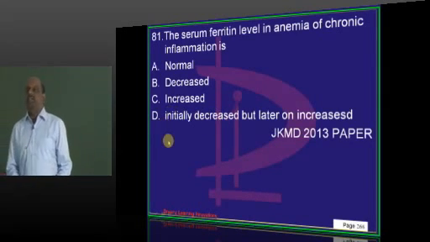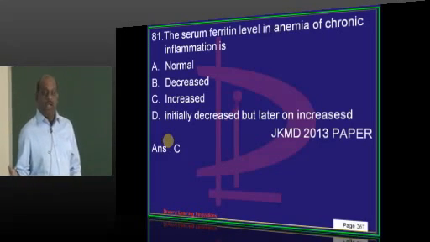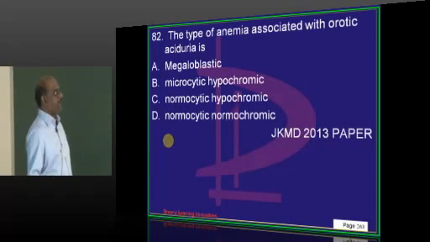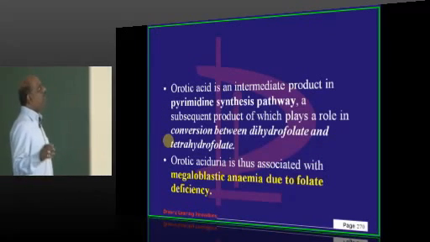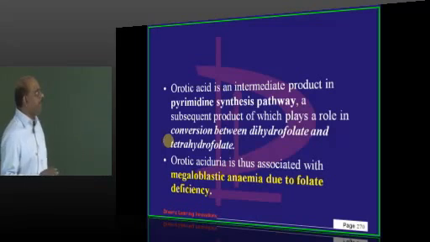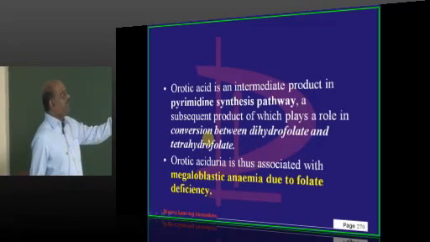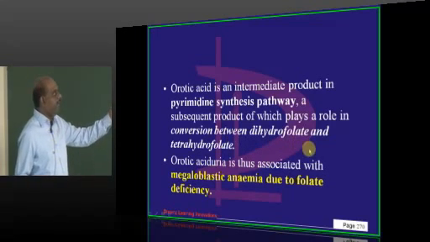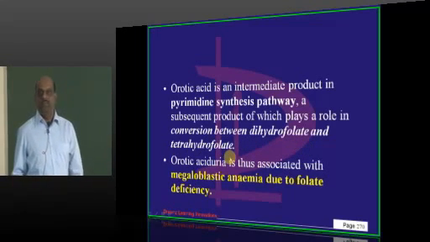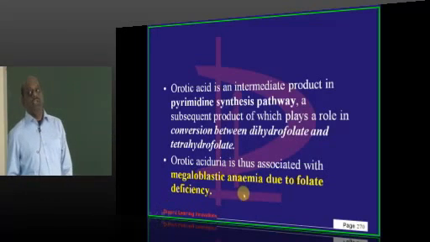In anemia of chronic disease, ferritin level typically becomes elevated, unlike in iron deficiency where it is typically decreased. In orotic aciduria, orotic acid is an intermediate of the pyrimidine synthesis pathway. It plays a very important role in the conversion between dihydrofolate and tetrahydrofolate. If the tetrahydrofolate is not there, we develop megaloblastic anemia.